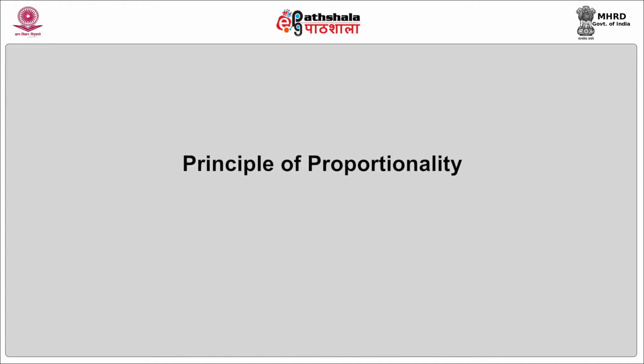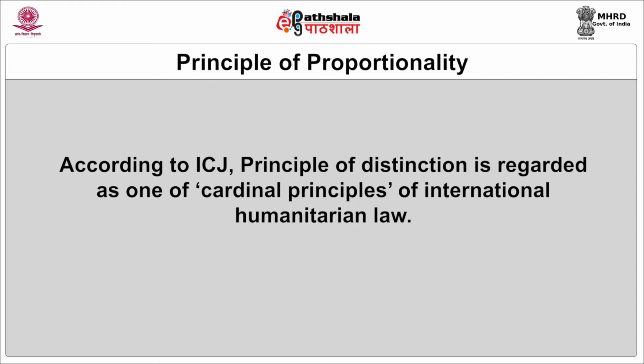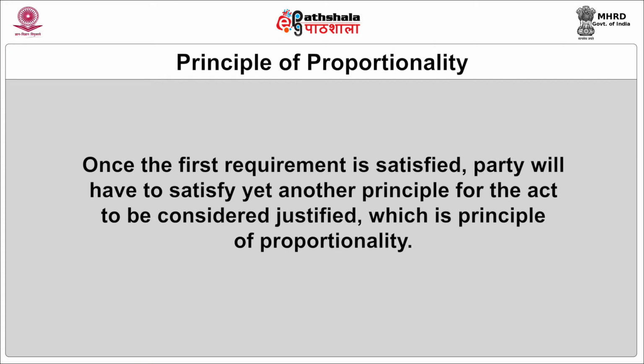Principles of proportionality. According to the ICJ, the principle of distinction is regarded as one of the cardinal principles of international humanitarian law. It distinguishes between military objectives and civilian objectives and only permits measures directed at military objectives. Hence, for any belligerent act, a party has to primarily justify the principle of distinction. Once the first requirement is satisfied, the party will have to satisfy yet another principle for the act to be considered justified, which is the principle of proportionality.